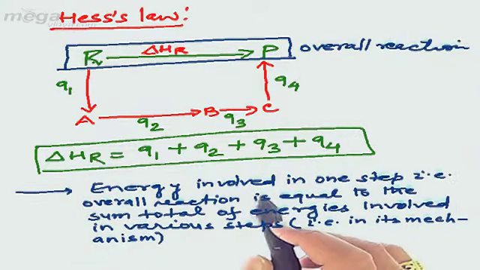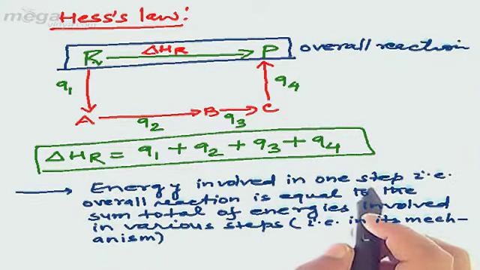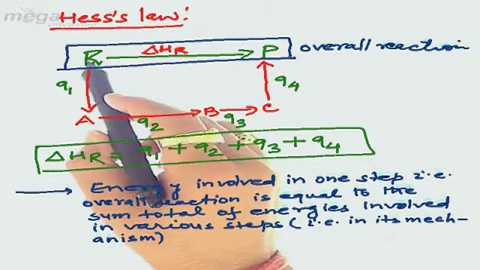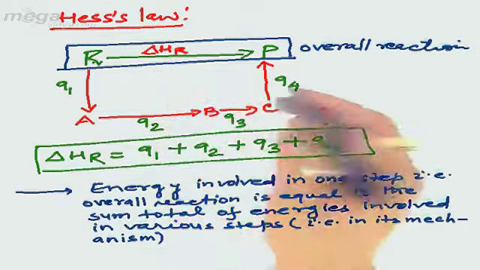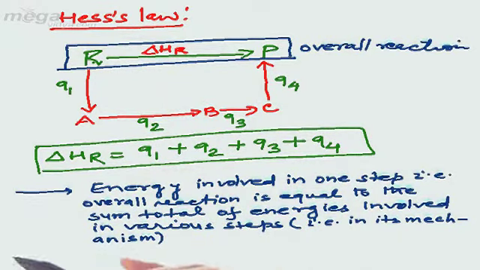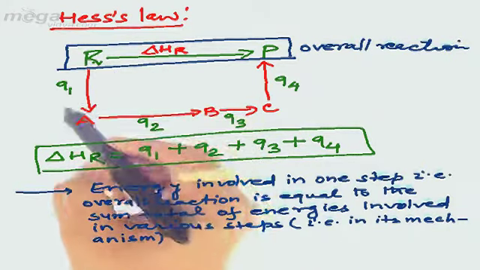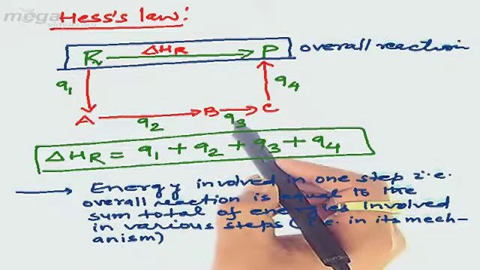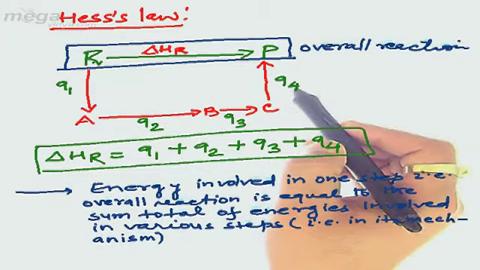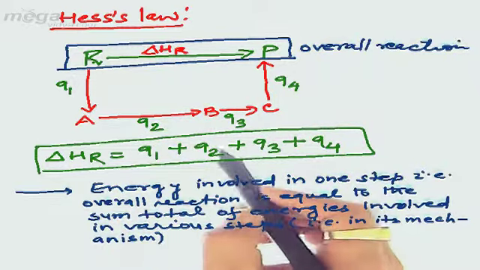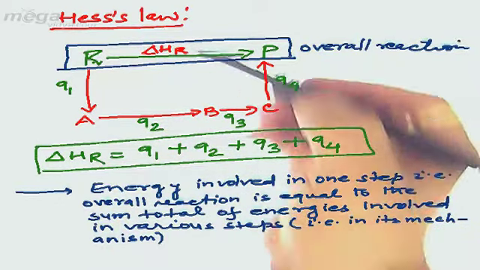So we have defined Hess law as: the energy involved in a one step process, that is in an overall reaction, as we are finding here, when reactant R converts to P, we have delta HR as the overall reaction energy involved in this process, which will be equal to the sum total of all the energies involved in various steps. That is, when R converts to A, we have Q1. When A converts to B, we have Q2. When B converts to C, we have Q3. And when C converts to P, we have Q4. So Hess law defines that delta HR will be equal to Q1 plus Q2 plus Q3 plus Q4.